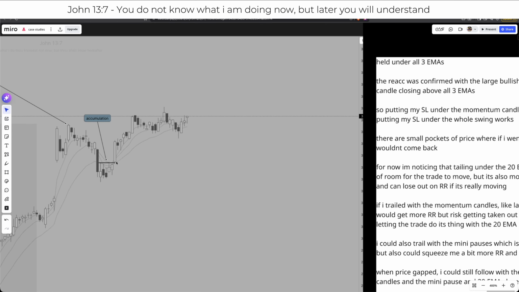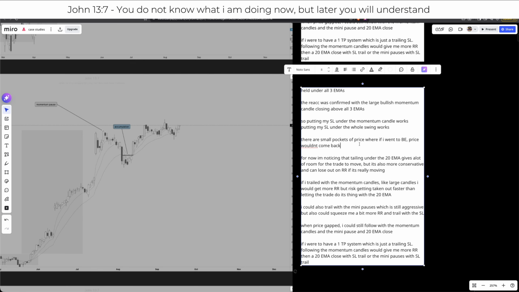So in terms of break even, following the small pockets, I wouldn't be break even yet because this swing is still in this area if I'm buy stopping. Here you have a nice pause, price creates that, and then I go break even. Back, so there are small pockets of price for break even.